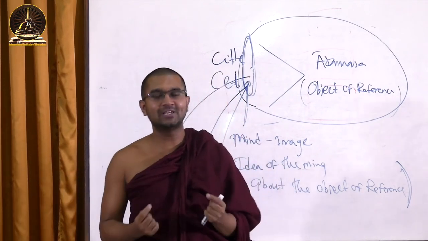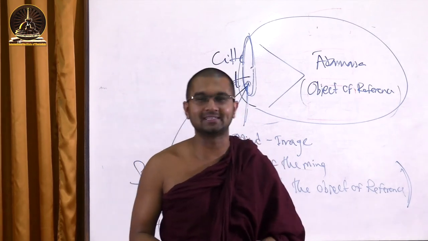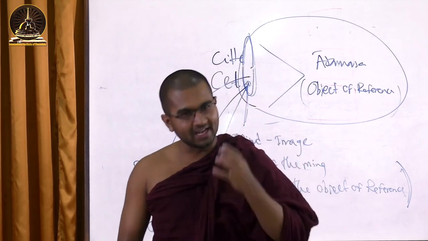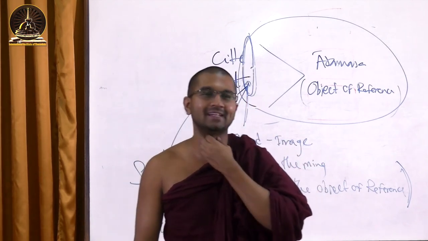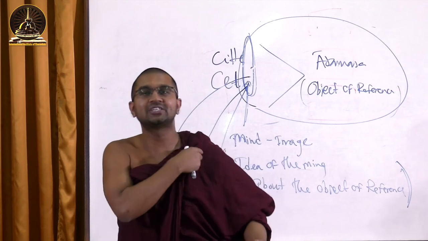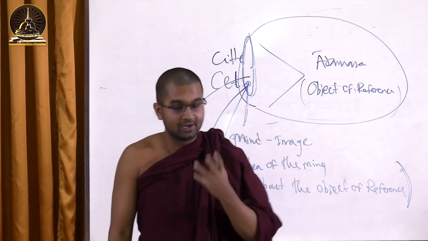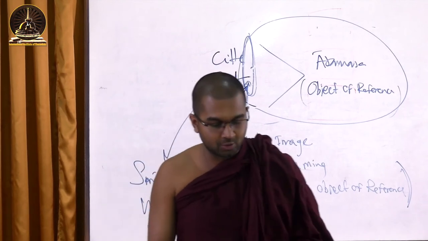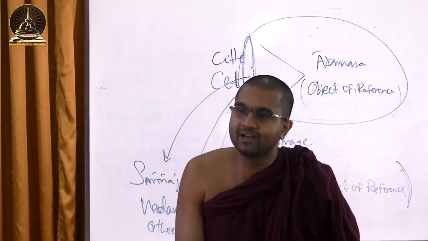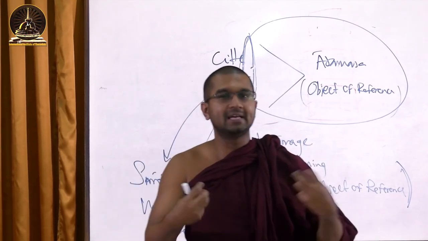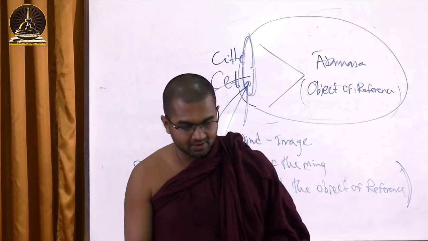The pamsukula civara, the ragged robes, no one likes it. Even a thief doesn't steal it because its value is gone. So likewise, alobaniya vatthu means the objects which are not appealing to lobha, not attractive to lobha. It's not only the monkhood and the pamsukula civara. Whatever object doesn't appeal to attraction is called alobaniya vatthu.